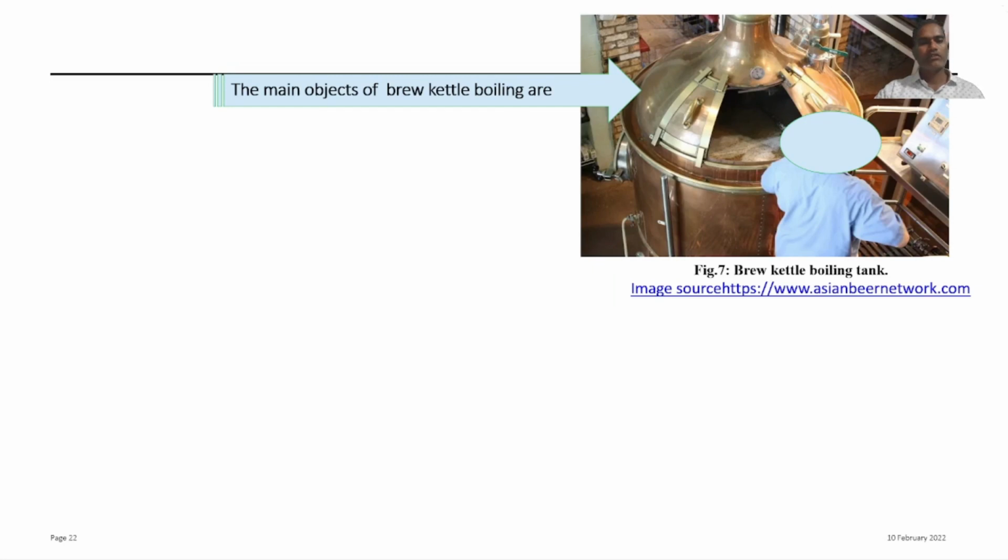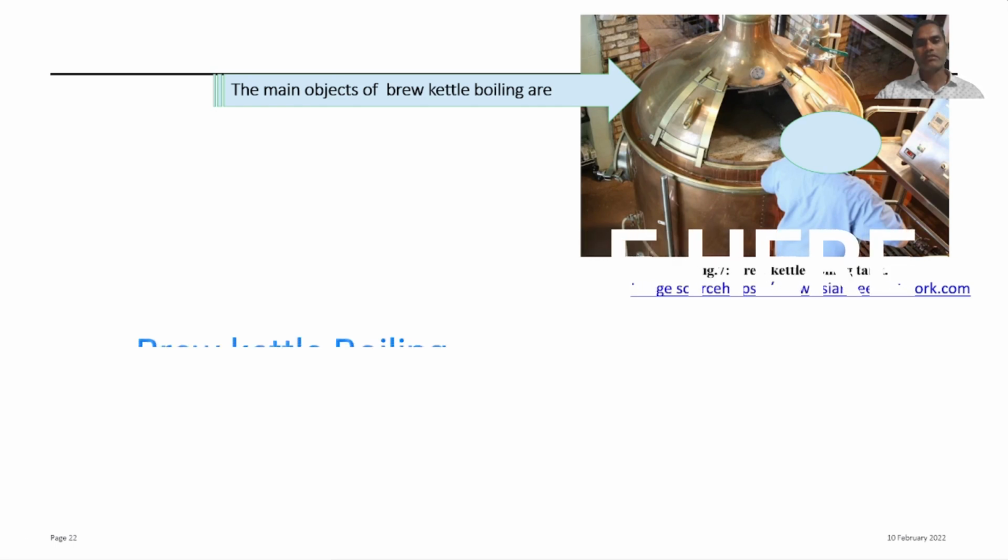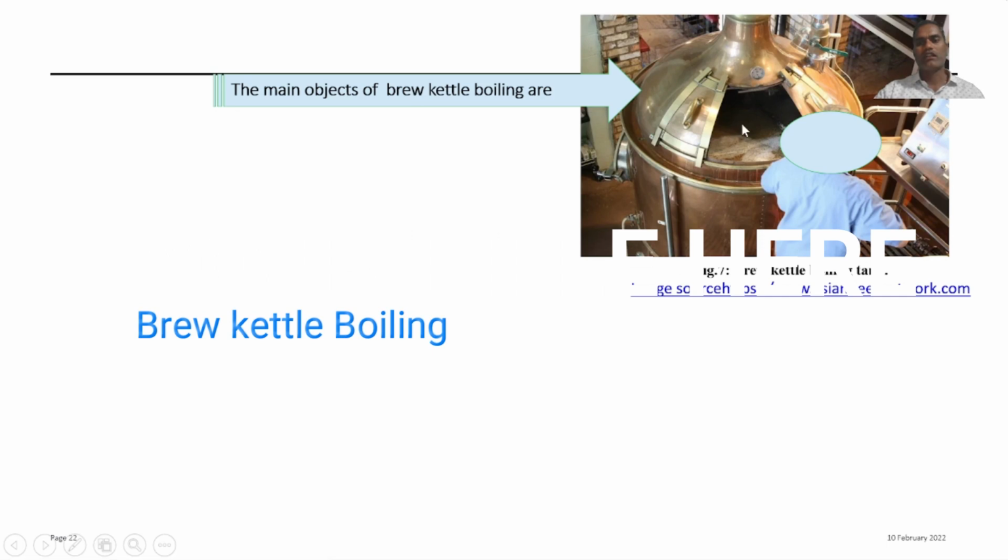The next one is the brew kettle boiling process. In this process, the wort is cooked for 1 to 2 hours in steam jacketed kettles. The brew kettle boiling process involves a number of basic principles. During the boiling, the wort is added with hop flower extract or directly with hop flower powder.